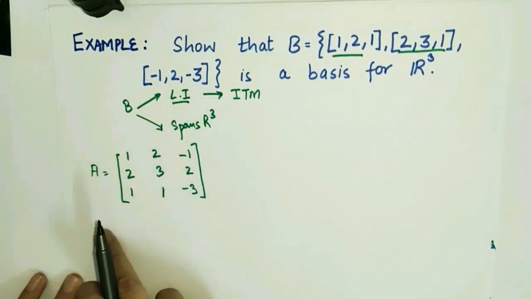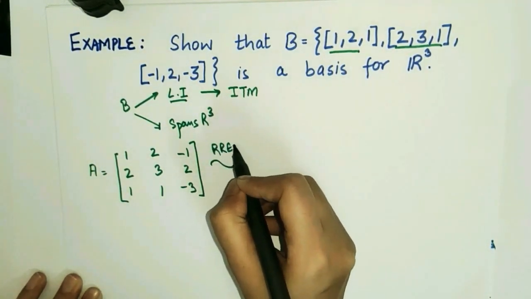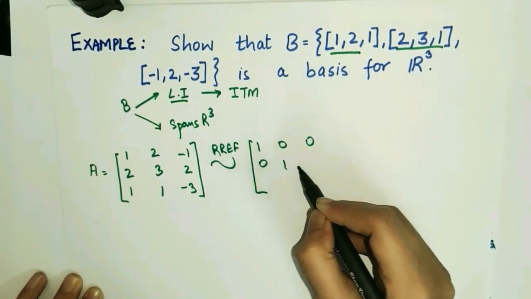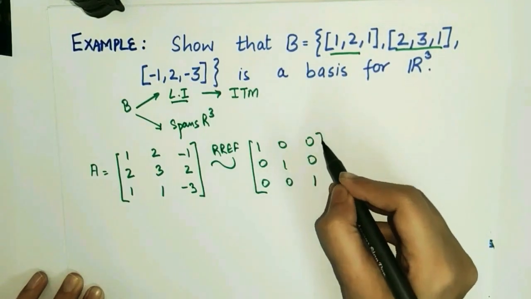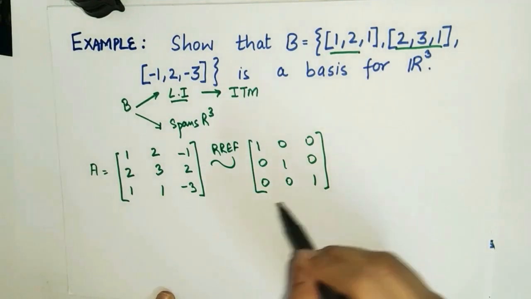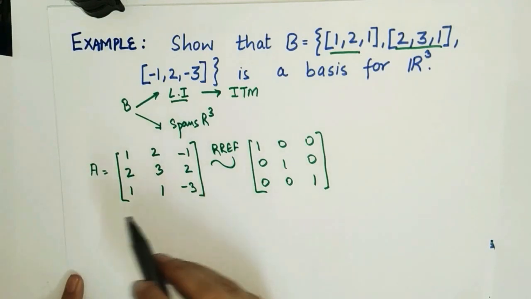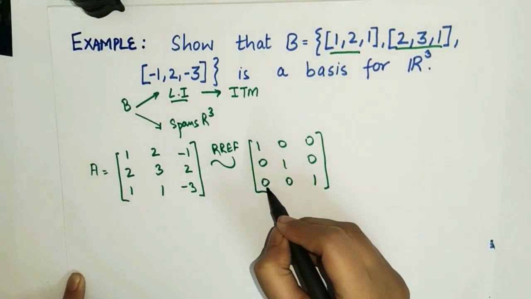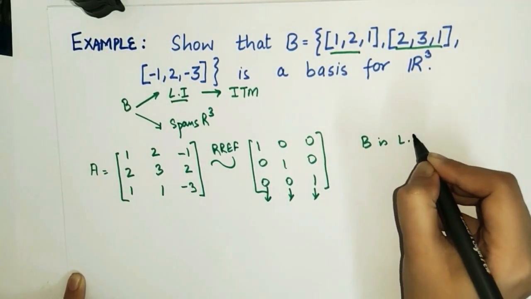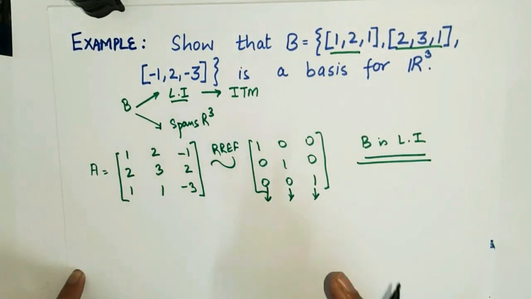After constructing this matrix A, we find the reduced row echelon form of this matrix, and the reduced row echelon form is coming out to be 1, 0, 0, 0, 1, 0, 0, 0, 1. I have written it directly; you can verify it. Now that we see the RREF is coming out to be this, there is a pivot in every column. So that means B is linearly independent.